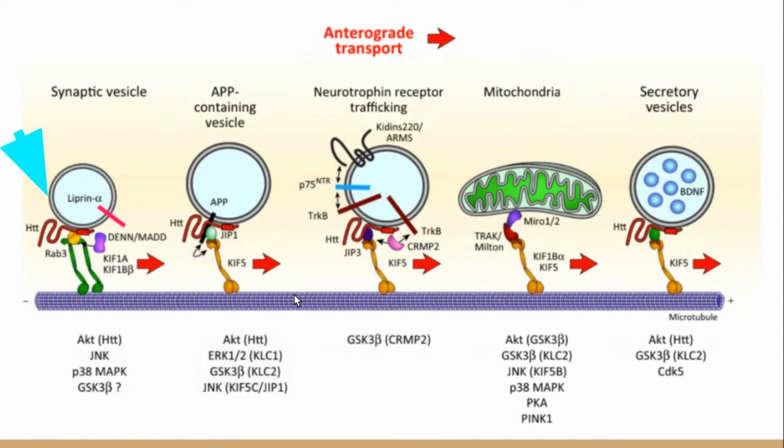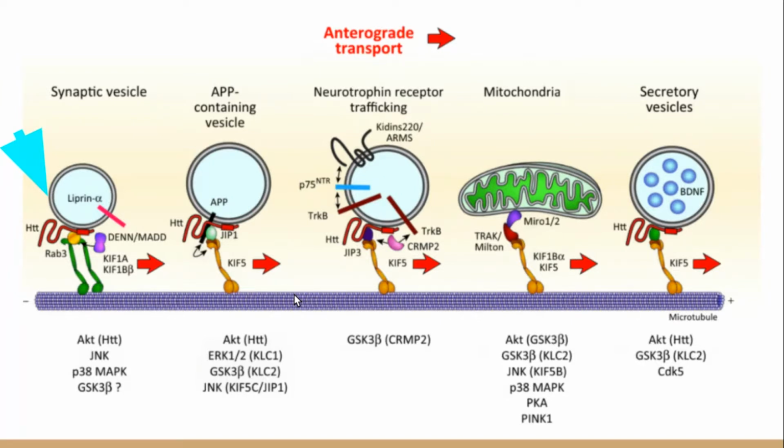Generally, synaptic vesicles are transported by Rab3 positive vesicles linked to KIF1 by the DENN/MADD complex. But as noted in the previous slide, Rab10, JIP1, KIF5 complexes and syntabulin and KIF5 are known to transport synaptic vesicles as well.